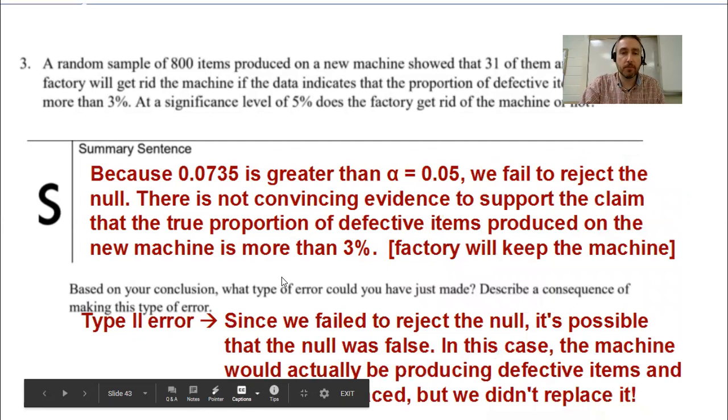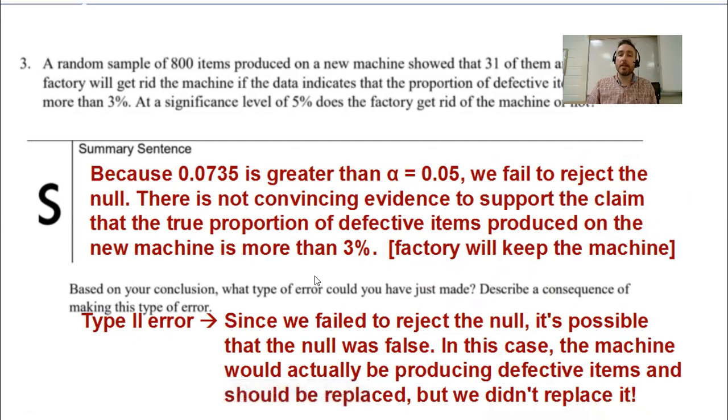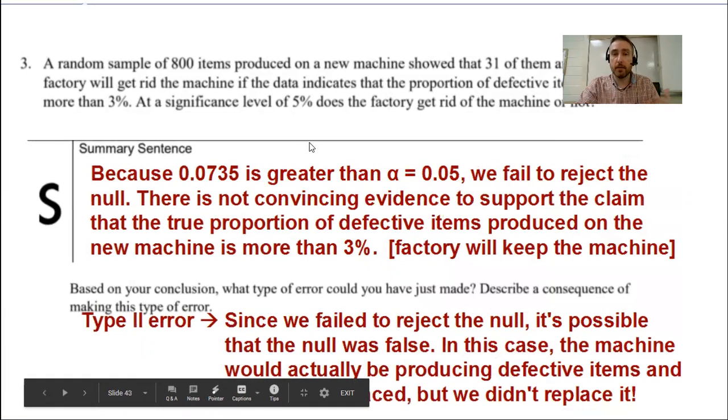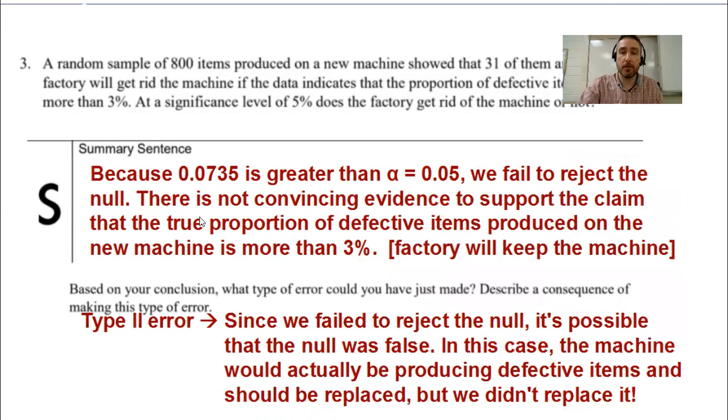So what does that look like? Well, a type 2 error, since we failed to reject the null, it's possible the null was false. Now, we're not saying it is, but it's possible. So in this case, the machine would actually be producing defective items, but we didn't say that they should replace it. So it's going to keep producing defective items. That's a consequence, right? That could be a problem. So identifying a consequence from an error is one of the things you would have to do on a free response question on your exam.